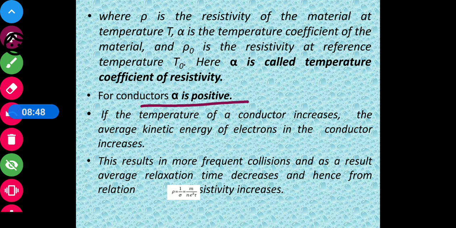Now for the conductors, alpha is positive. If the temperature of the conductor increases, the average kinetic energy of the electrons in the conductor increases, and since they collide frequently, the relaxation time tau will decrease. So from this relation we can say that tau decreases, so resistivity increases. So as the temperature increases, the resistivity of the conductors increases.